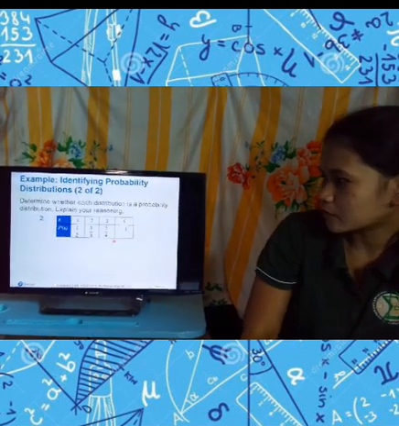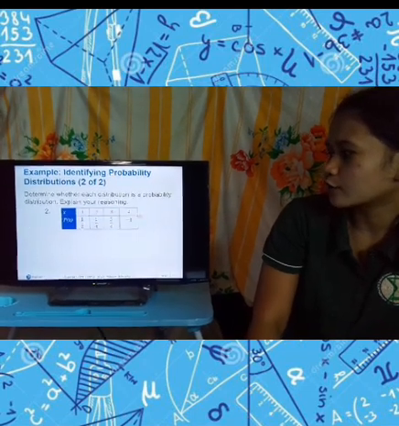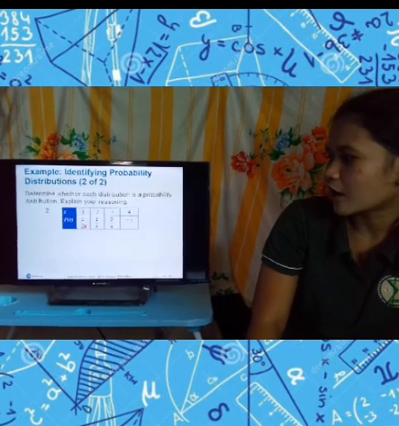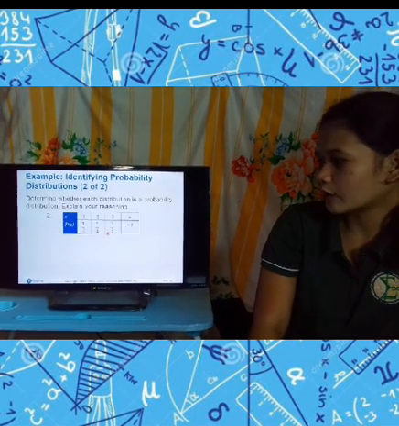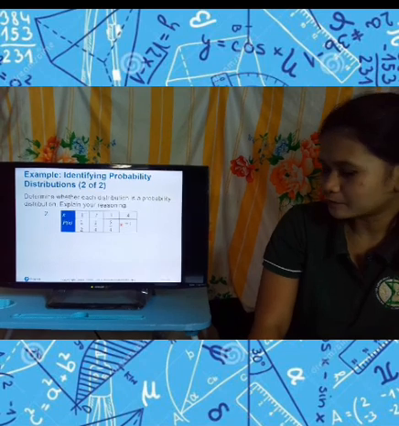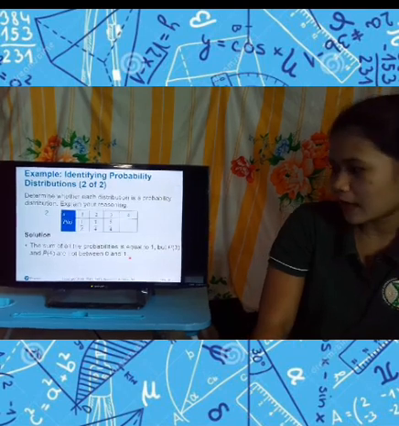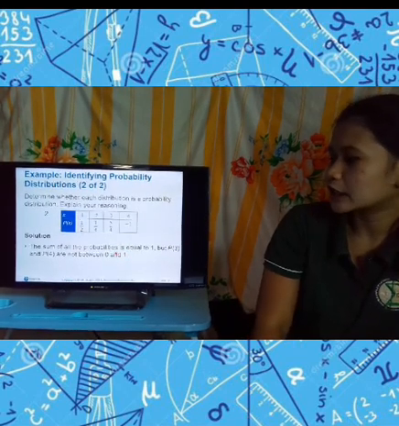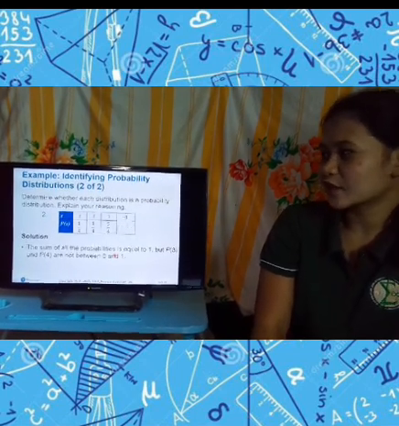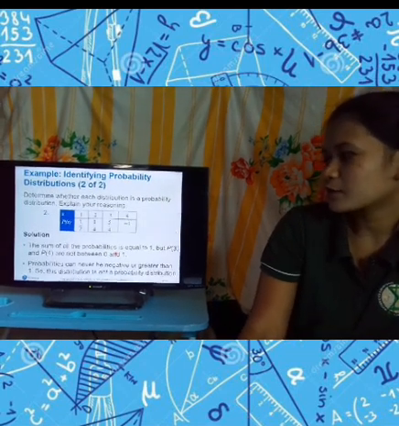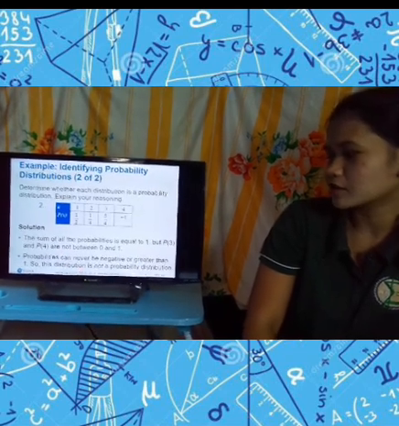So, let's have another example. Our random variable values are 1, 2, 3, and 4. The probability of 1 is 1/2. The probability of 2 is 1/4. The probability of 3 is 5/4. And the probability of 4 is -1. So, the sum of all probabilities is equal to 1. But P of 3 and P of 4 are not between 0 and 1. So, this probability distribution doesn't satisfy the first condition. Probabilities can never be negative or greater than 1. So, this distribution is not a probability distribution.